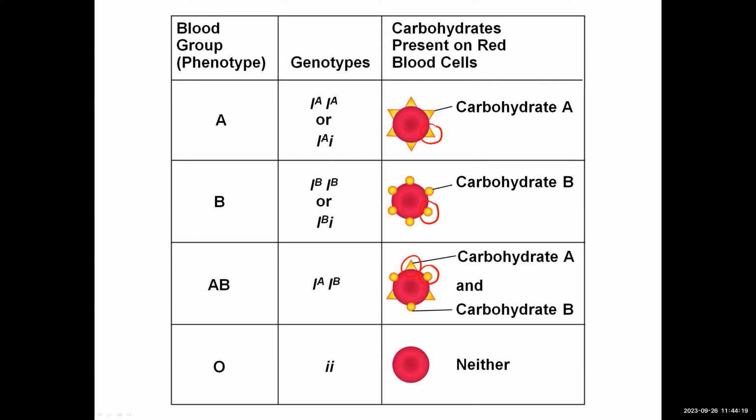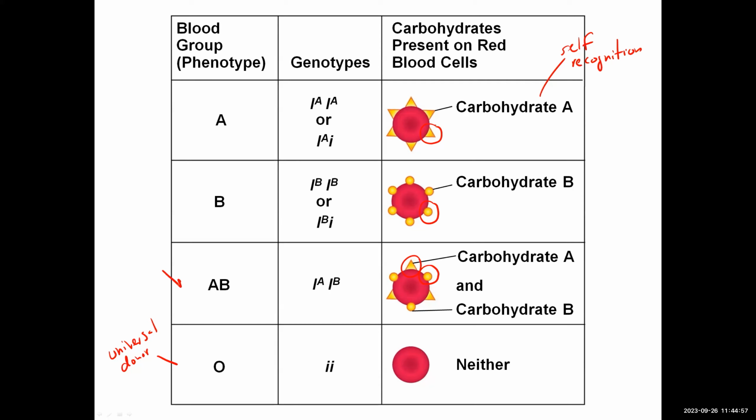Each of the carbohydrates is used by the body to recognize self. If the blood given to an individual produces a carbohydrate that the body itself does not, then it will be recognized as a foreign cell and destroyed. This is why we think of O as the universal donor. Because no carbohydrates are present on the outside of the O blood type, the body will not recognize it as foreign.